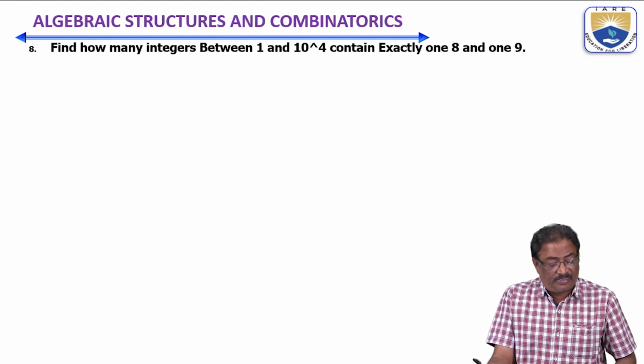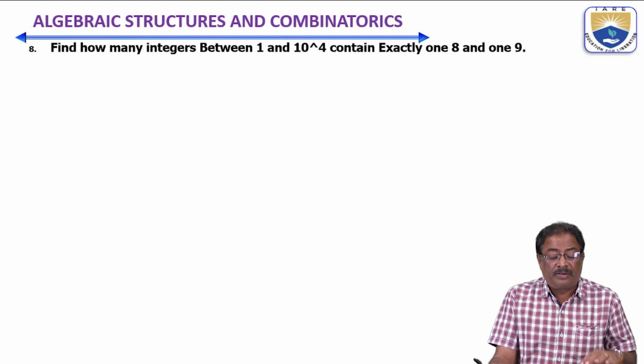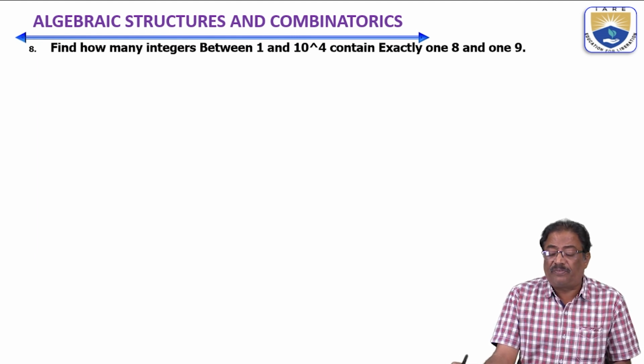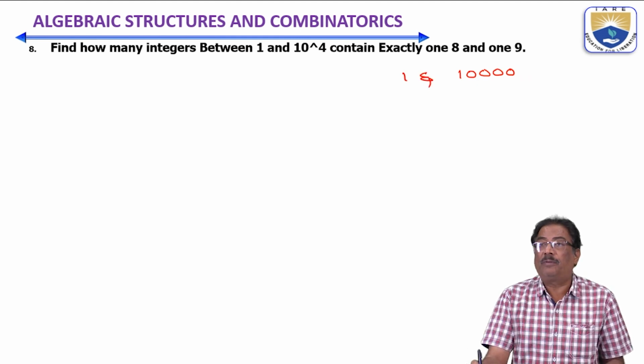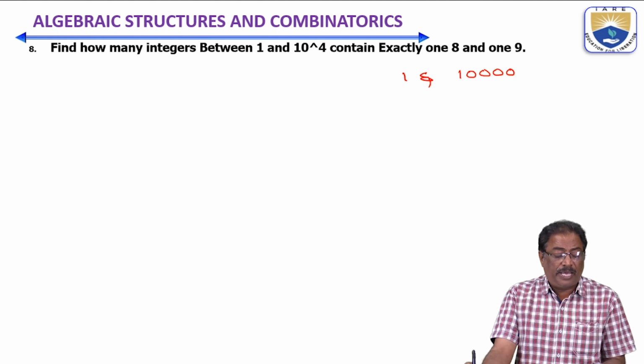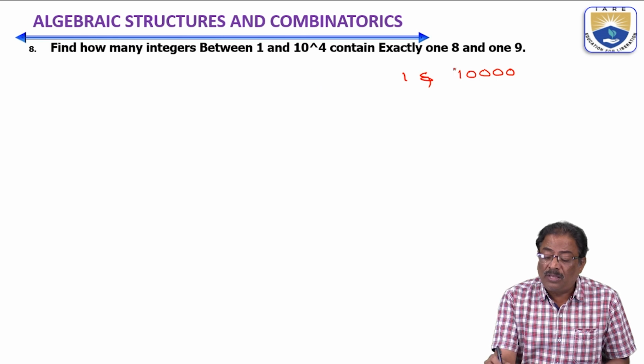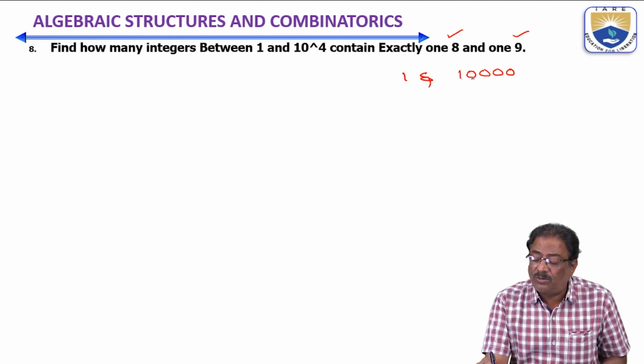Next, another one is, let us go for the other one. Find how many integers between 1 and 10 to the power of 4. 10 to the power of 4 means 4 zeros. Okay. So here, between 1 and 10 to the power of 4, exactly contain 1 eight and 1 nine. So here, from these, how many digits will be there? 1, 2, 3, 4, 5. 5 digits will be there.